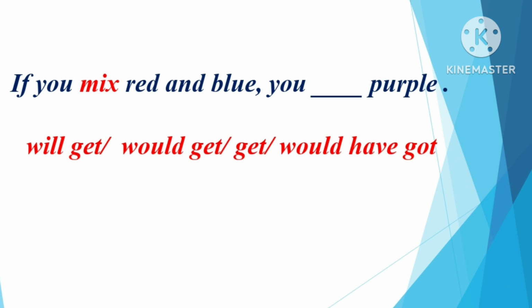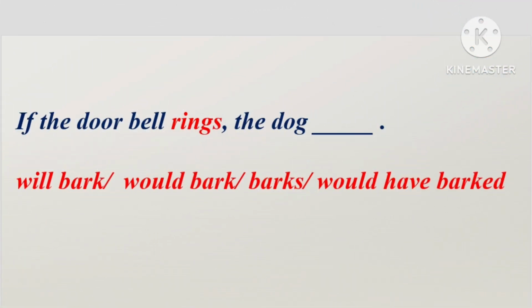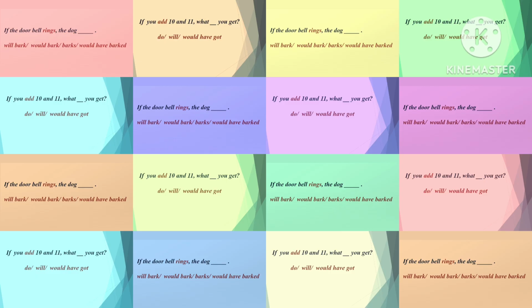Let us see the next example. If the doorbell rings, the dog barks. Whenever or wherever the doorbell rings, automatically it is the nature of the dog to bark. The options are will bark, would bark, barks, would have barked. Yes, the right option is "barks". Let us see the next example.